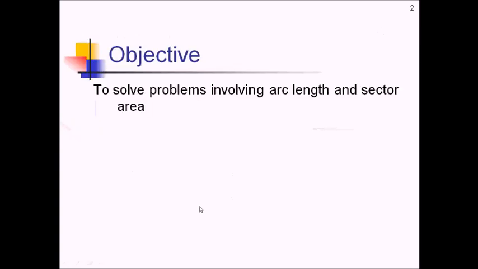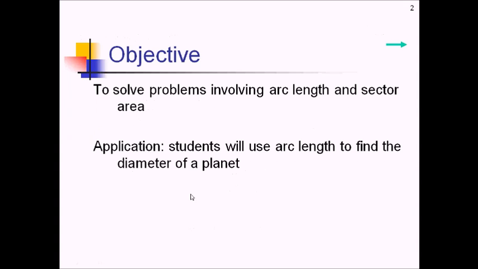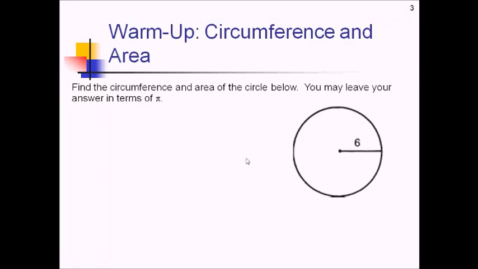In this one, we will be calculating arc length and sector area and using this in a real-life problem to find the diameter of a planet. For your warm-up on this one, see if you can find the circumference and area for this circle below, and you can leave your answer in terms of pi if you want.